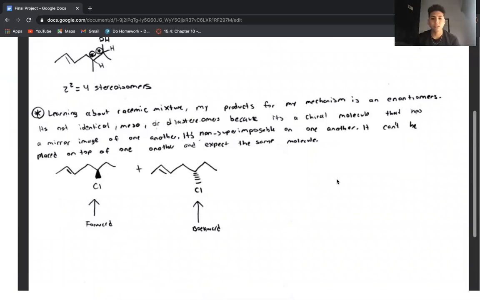It's not identical, meso, or diastereomers, because it's a chiral molecule that has a mirror image of one another. It's non-superimposable on one another. It can't be placed on top of one another and expect the same molecule. So this is an enantiomer.